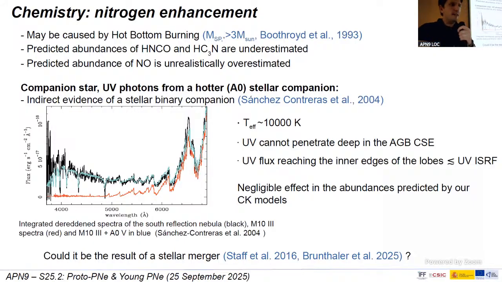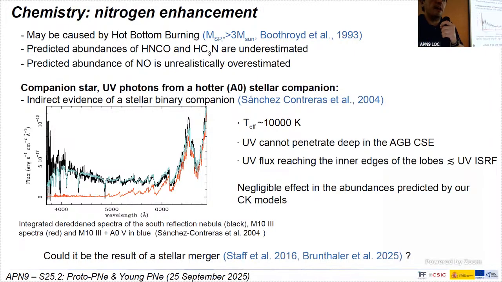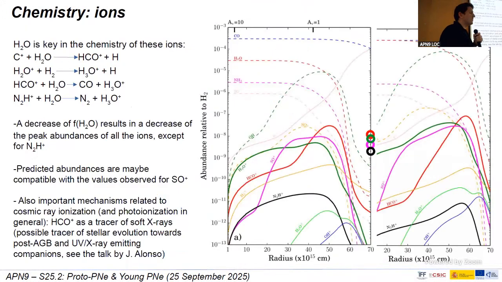And let me note that at this point, I'm citing the most recent papers, but there are also several authors that mention that there could have been a merger in this object. So that could be something that has to be explored in terms of different element enrichment, not by intrinsic processes like hot bottom burning, but extrinsic processes. And also we detected several ions, interesting from the chemical perspective, that were usually not abundant in more standard oxygen-rich objects, like HCO+, N2H+, H3O+, or SO+.